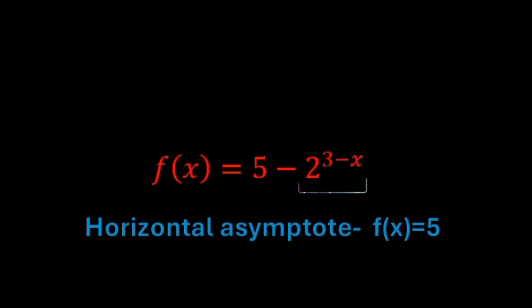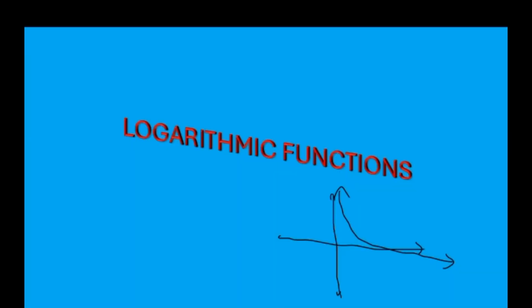Find some more points. 3, 4, 2, 3 and 1, 1. Let's plot this one. Draw the asymptote and then draw the general shape through these points. Great, that's a graph. Now we're moving on to logarithmic functions.